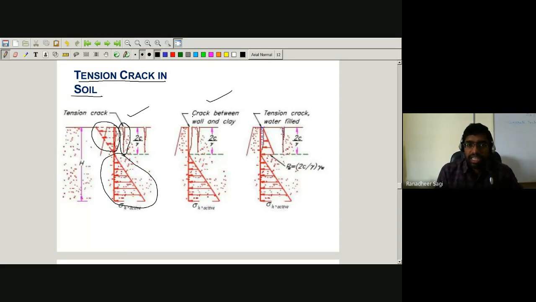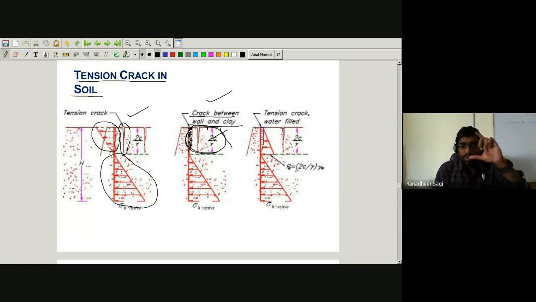But in case a crack develops between your wall and the soil adjacent to the retaining wall, at the interface between the retaining wall and the soil, it is obvious that the pressure coming from this portion of the soil over this much depth, whatever pressure comes in the form of your earth pressure distribution on the retaining wall, that earth pressure distribution would not come into the picture.